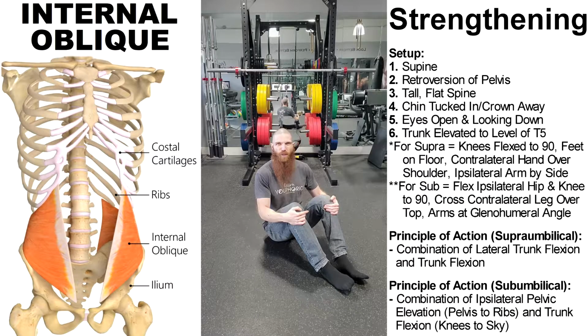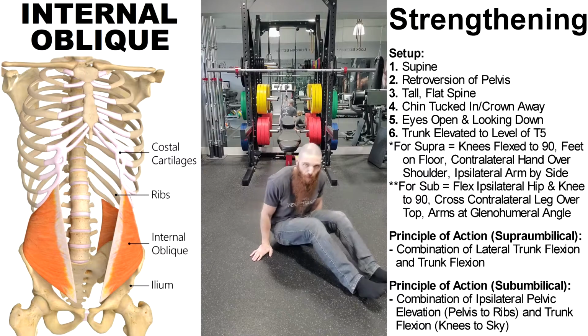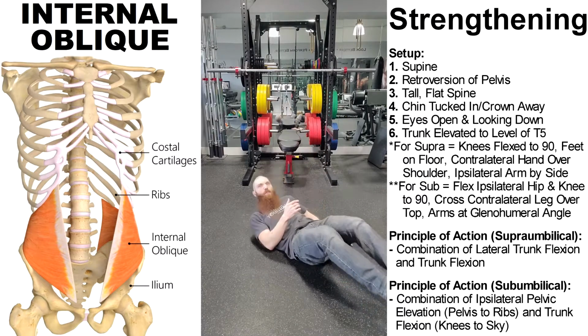Today I'm going to be taking you through some strengthening exercises for the internal oblique muscle. I'm going to be taking you through 2 different variations, each of which are going to be in a supine position, meaning you're going to be laying down on your back. This first one's going to be for the supraumbilical fibers, so your upper abdominals.